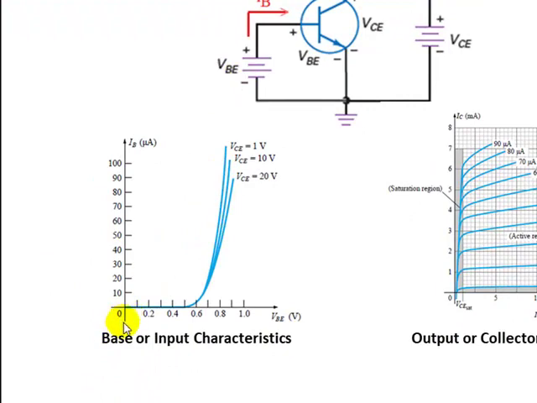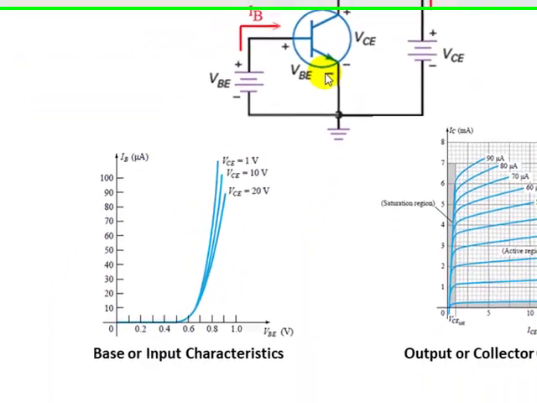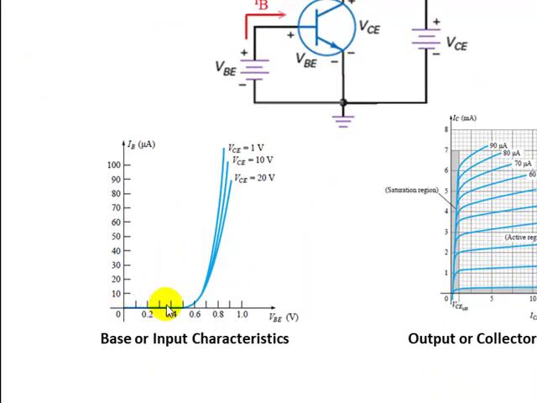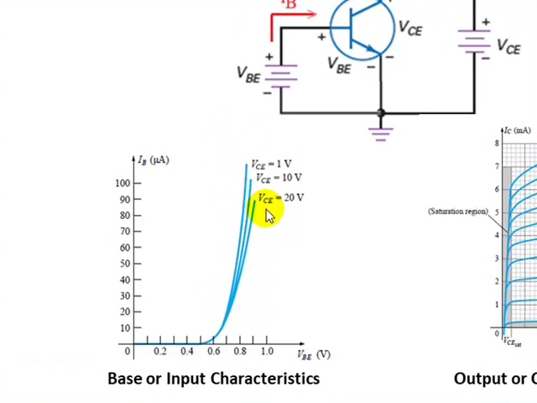As the input voltage VBE increases, the current will also increase after the knee voltage, because in an NPN transistor, the base emitter junction is nothing but a PN junction, and if this is a silicon transistor, then the base emitter junction will have a knee voltage around 0.7 volt. So till 0.7 volt, the base current will be close to 0, negligible, and after 0.7 volt the base current will increase exponentially. And we can repeat this experiment for different values of VCE to understand the effect of VCE on the input characteristics.